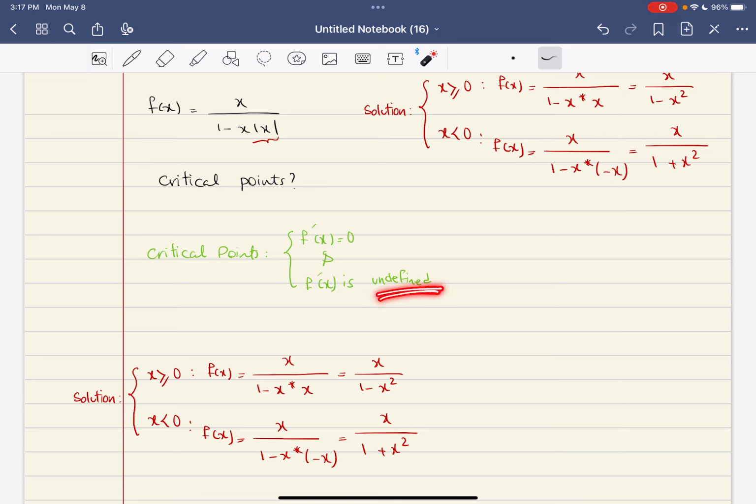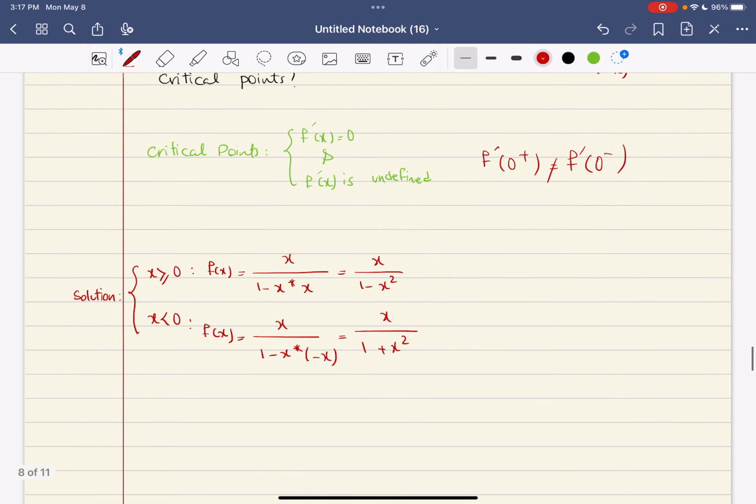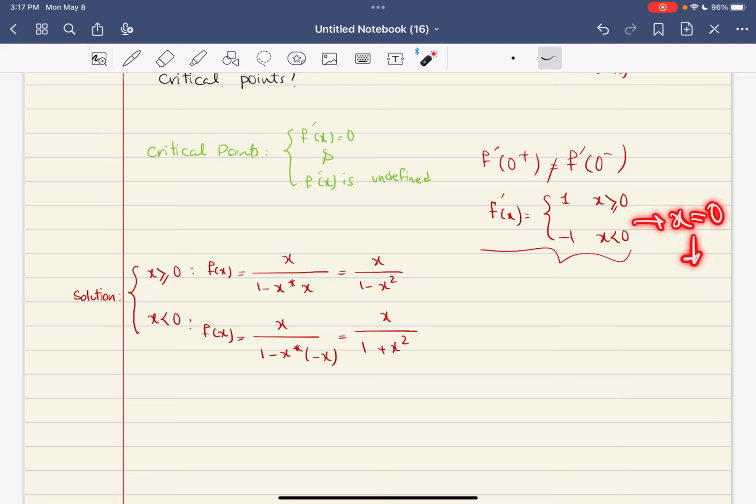But what is undefined? Undefined means simply that the derivative from the right-hand side of your value is not equal to the derivative from the left-hand side of your value. For instance, if we have a function which has its derivative equal to this, this function at x equal to 0 has a critical point. Why?